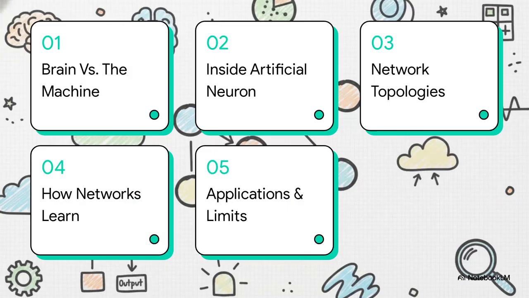Okay, let's dive into our roadmap. We'll be going sequentially through 5 stops today: brain versus the machine, inside the artificial neuron, network topologies explained, how neural networks learn, and finally, real-world applications and limits.